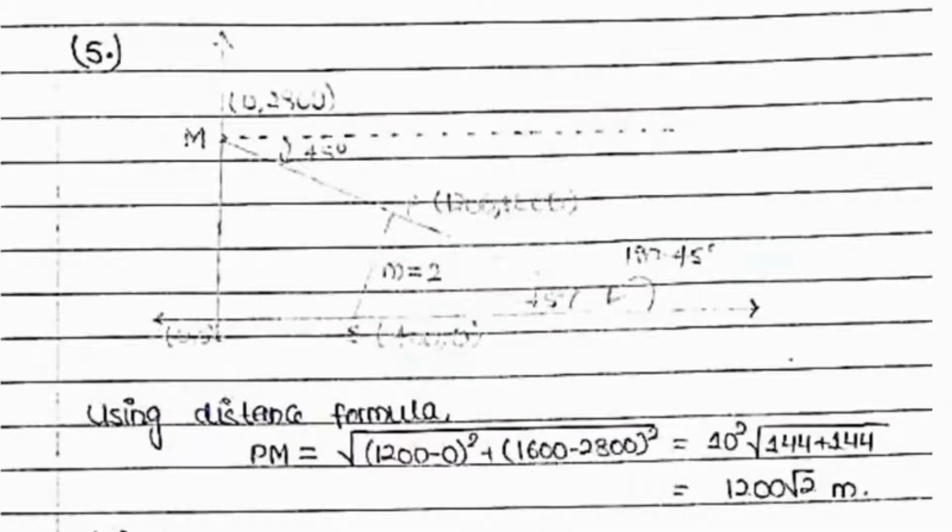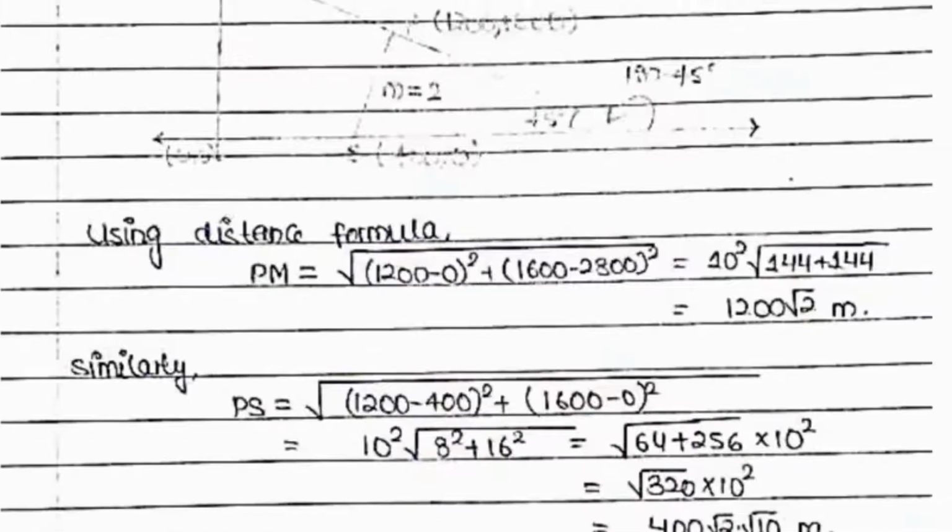Further, question number 5 says, if the speed of BrahMos missile is 96 root 10 meter per second, then what should be the speed of Triumph's missile in meter per second so that it should hit the BrahMos missile at point P? Using the distance formula, PM equals root of (1200 minus 0) square plus (1600 minus 2800) square, and we get 1200 root 2 meter.